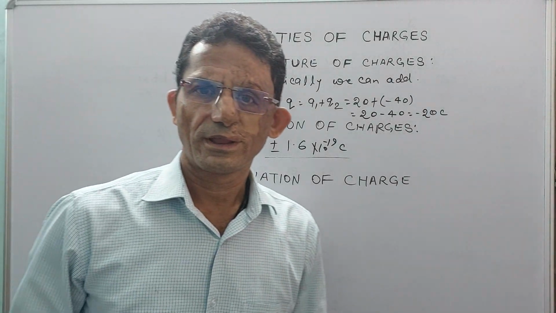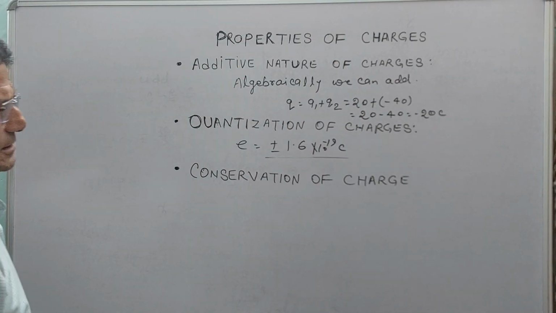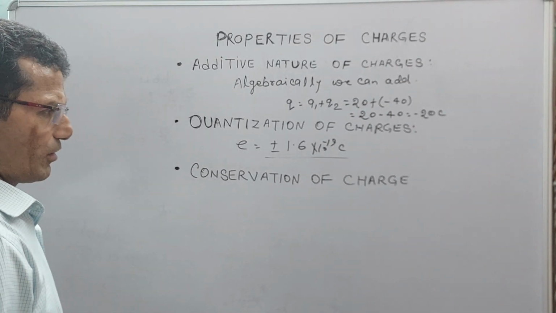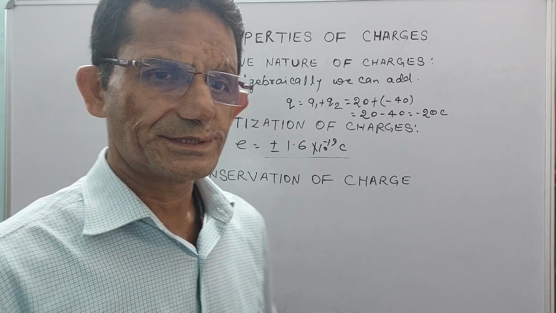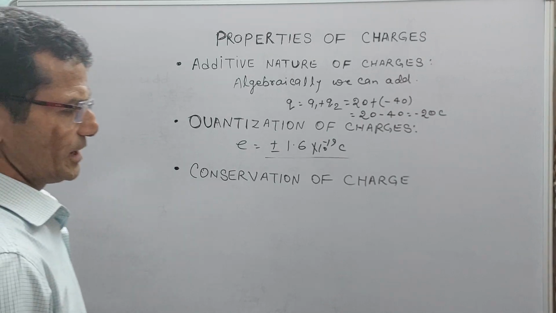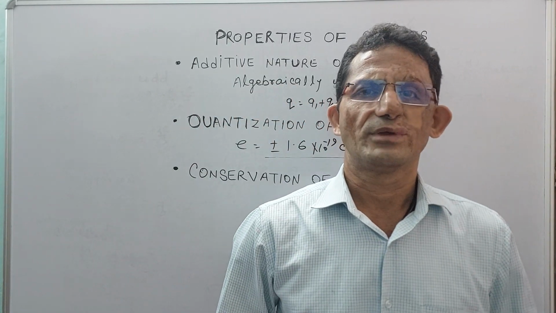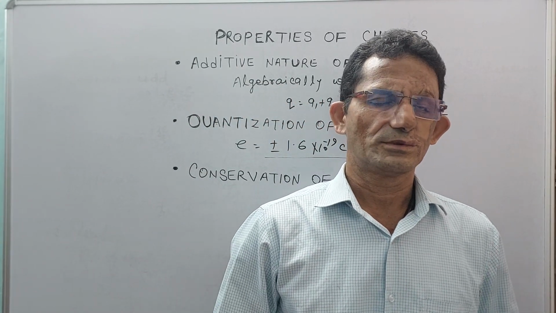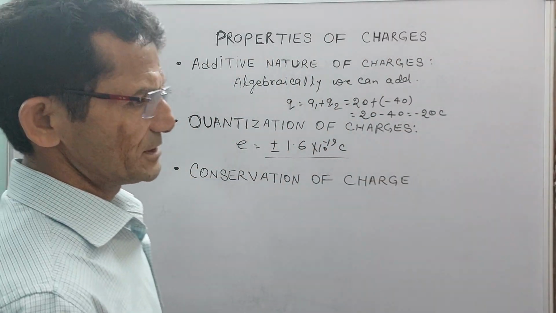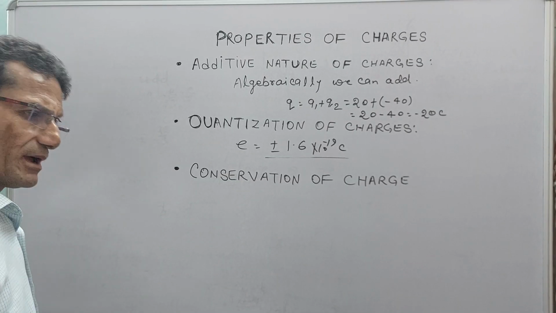Now the third property of charges is conservation of charges. In this, charge cannot be created or destroyed in any way. Charge only transfers from one object to another object by physical methods, like we did in the induction method, and also in frictional electricity when you rub two things like a glass rod and silk cloth. So it is by induction, by conduction, and by friction.